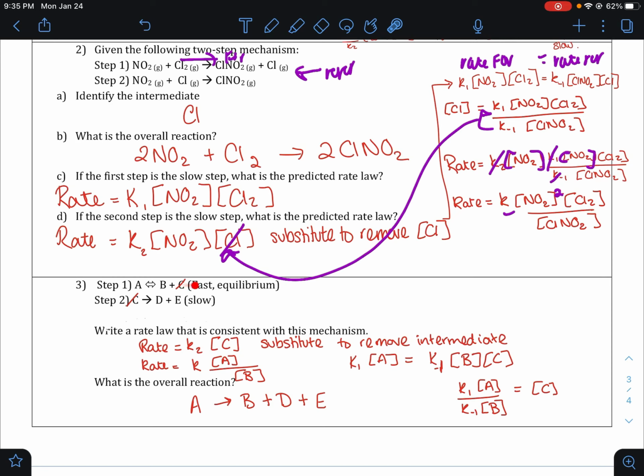So we have to use our first equation, or our step 1, where the rate of the forward is equal to the rate of the reverse. Then we solve to isolate our C variable. Then from there, we take this entire thing and plug that in for C. Since all of the K's cancel out, it doesn't matter, and it just gives us the final K and A over B based on the substitution. Then the last one, what's the overall reaction? With that one, you just combine everything and get rid of any intermediates or catalysts, and we get A goes to B plus D plus E.